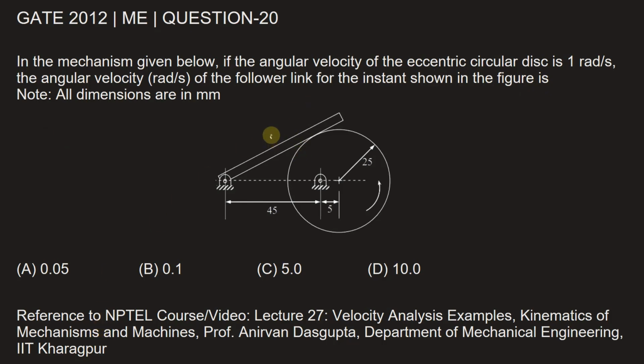We need to find the angular velocity of this follower link. Let it be omega f. Angular velocity of disk omega d is given as 1 radian per second. These distances are given as in the figure. Let's see how the angular velocity of the follower link will be found out.